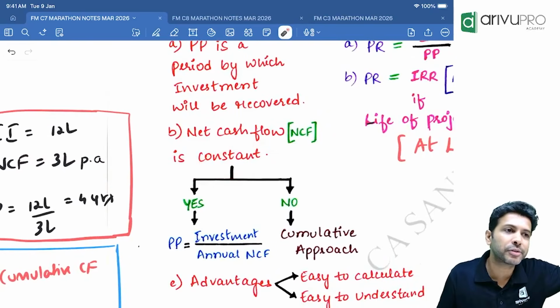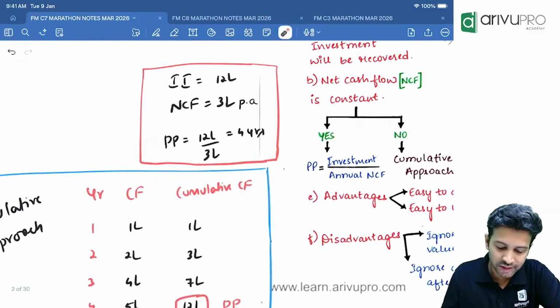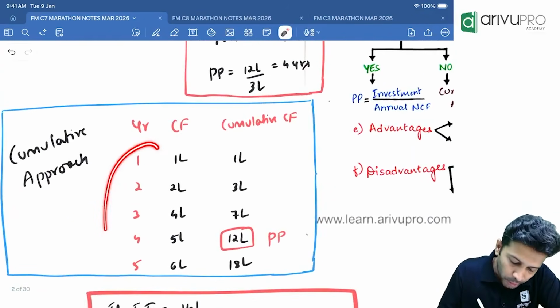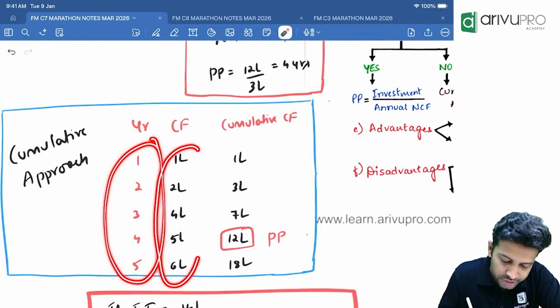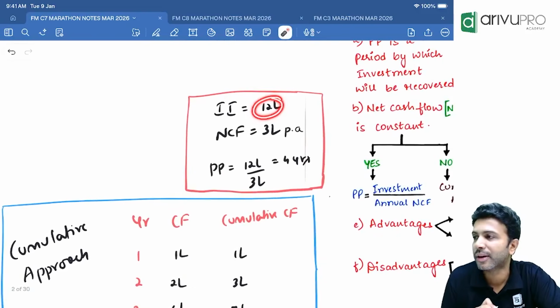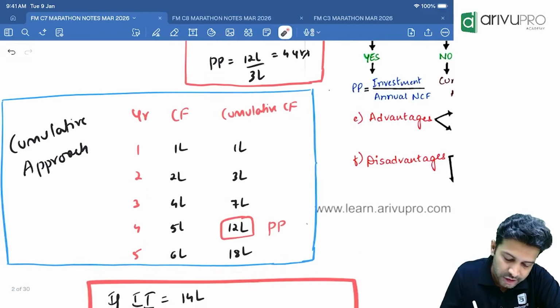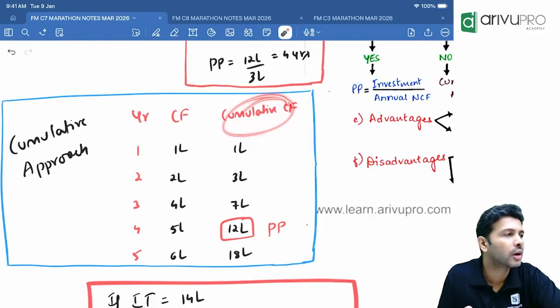If it fluctuates, then we have to use something called the cumulative approach. Look at this example. The project's life is 5 years, I assume, and is every year's cash inflow same or changing? Changing. Initial investment is the same. How much is the initial investment? 12 lakh. Now is cash flow the same every year? No. So the formula will not work. We have to find something called what?